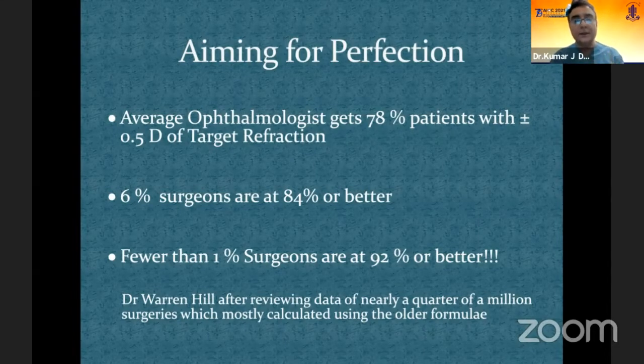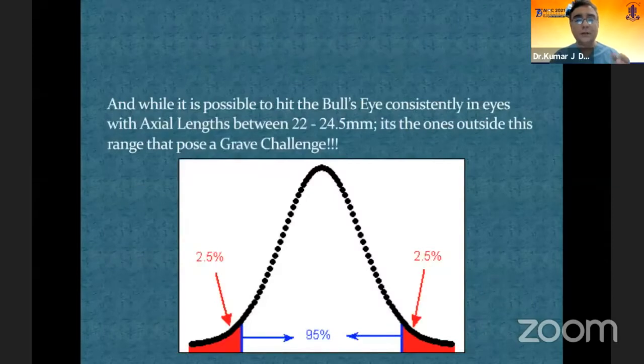This is data given a long time back by Dr. Warren Hill. About 250,000 surgeries were calculated, and this was the conclusion. So while there's a possibility that we can hit bullseyes in most of our cases, normal axial lengths we consider to be between 22 and 24.5.